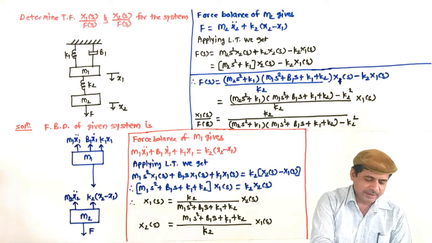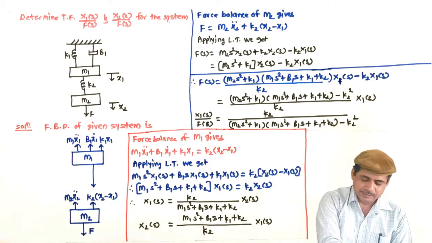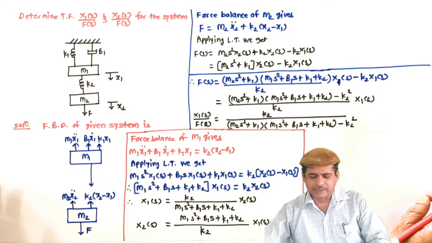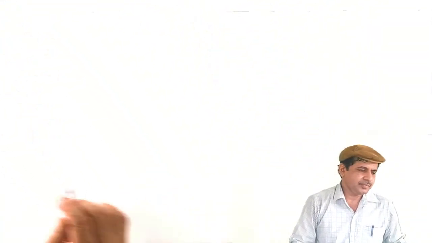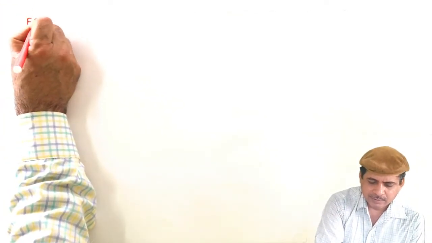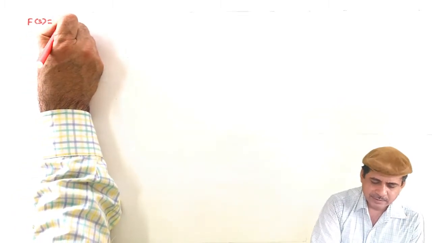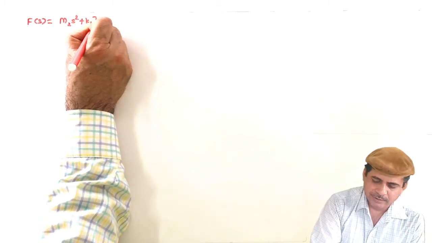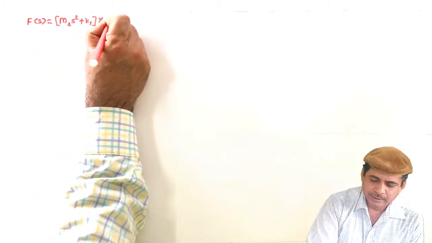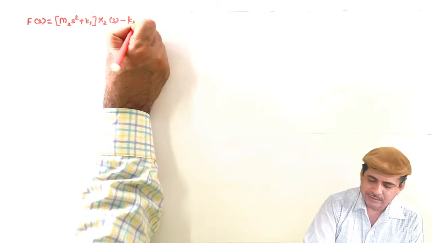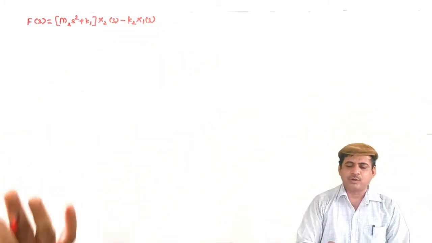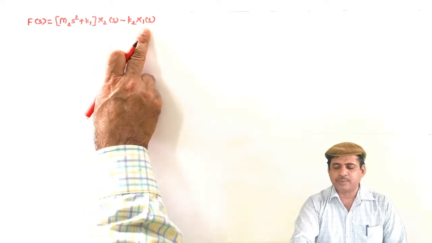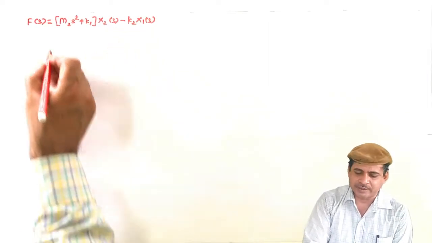Similarly, you can find out x2 of s by F of s. How? Let us do it. Let us keep it here. I rewrite here what I have. F of s is m2 s square plus k2 into x2 of s minus k2 x1 of s, and I want to find out now x2 by F. So I need to replace this x1 of s.